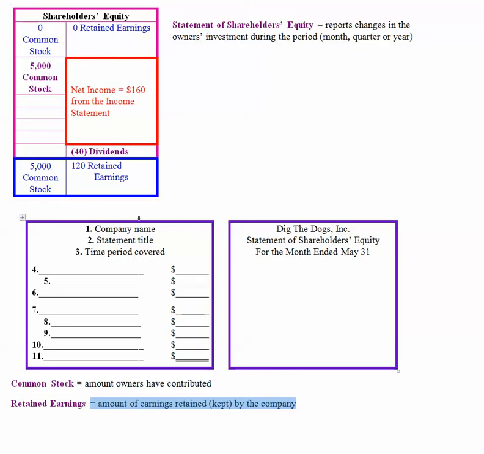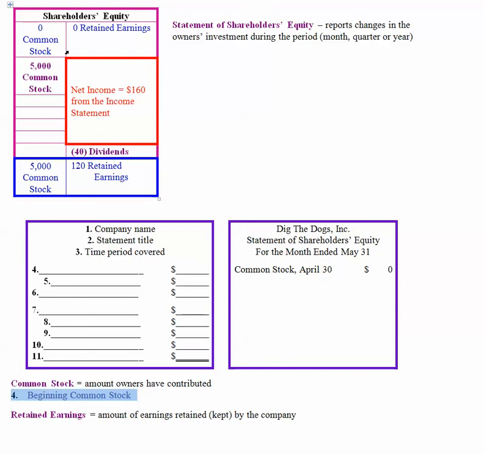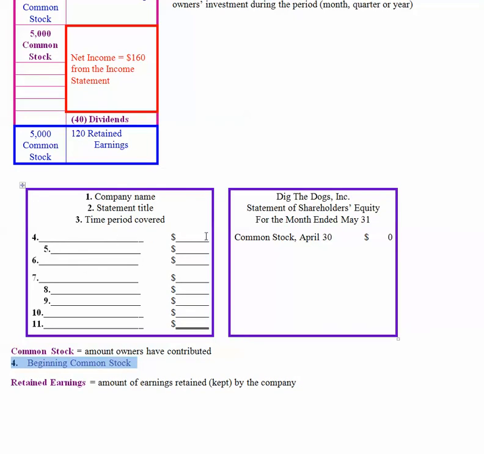The first three items here are important. Again, you have your company name, the statement title, statement of shareholders' equity, and the time period that this statement covers. And this is for the month ended May 31. So let's go through. The first thing we have here is the common stock, which is the beginning balance. So number 4 here is the beginning balance, and that comes from your prior period's balance sheet. Now, if we had an April 30th balance sheet for a company that had been in business, there would be a different balance here. But this is Dig the Dog's first month of business.